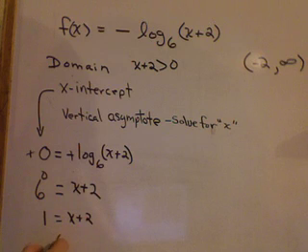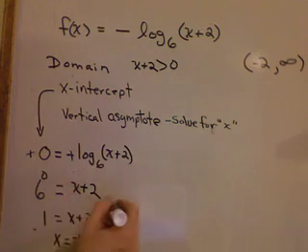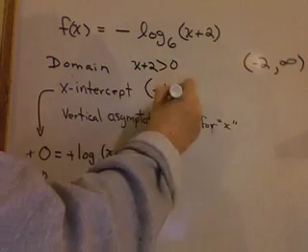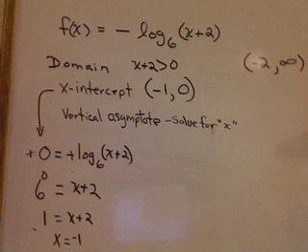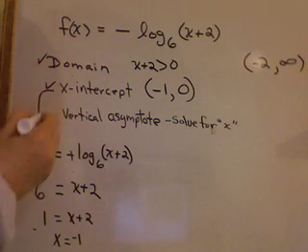So what does x equal? Subtract 2 from both sides. Did you get -1? So what is that? That's an intercept. What is the intercept? x is -1, y is 0, or f of x is 0. So we have the intercept. We have the domain. We have the x-intercept.